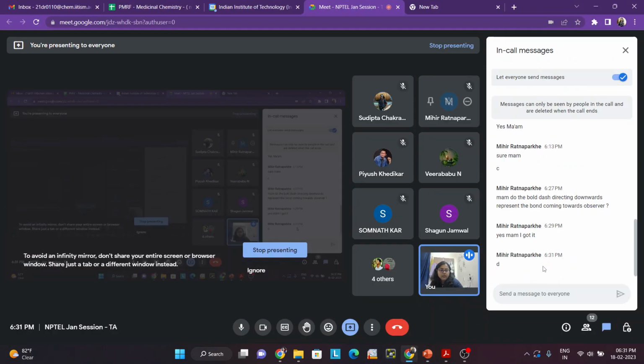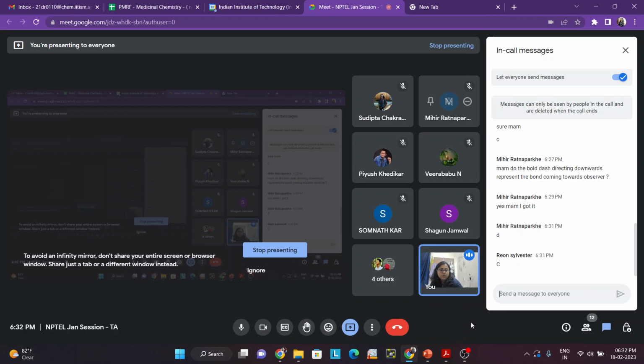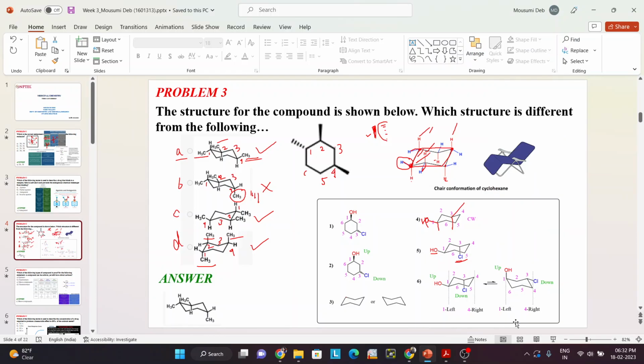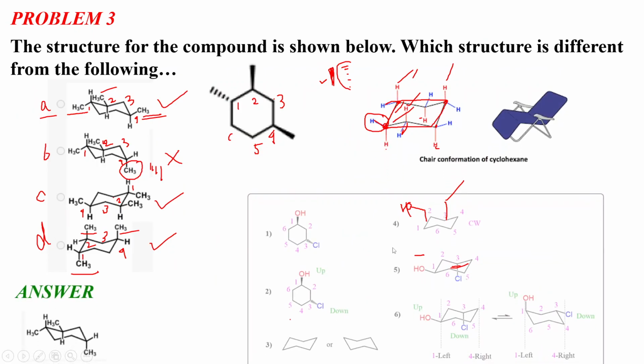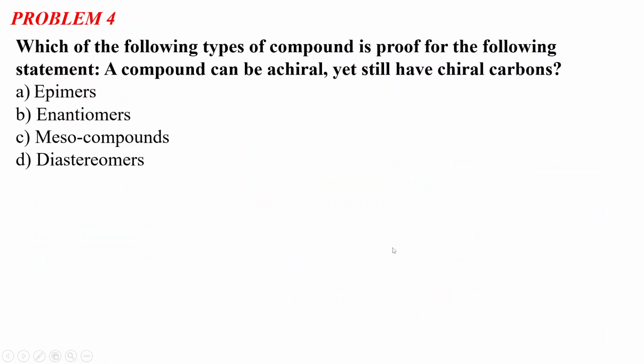Okay, so I have one answer, number D. Anybody who wants to try? We have C, D, C, D. Okay, so everybody has said either C or D. So let's quickly see the answer to that question because we have to move forward. Okay, so the correct answer is number C, meso compounds. Diastereomers are something different. We will come to that part later.